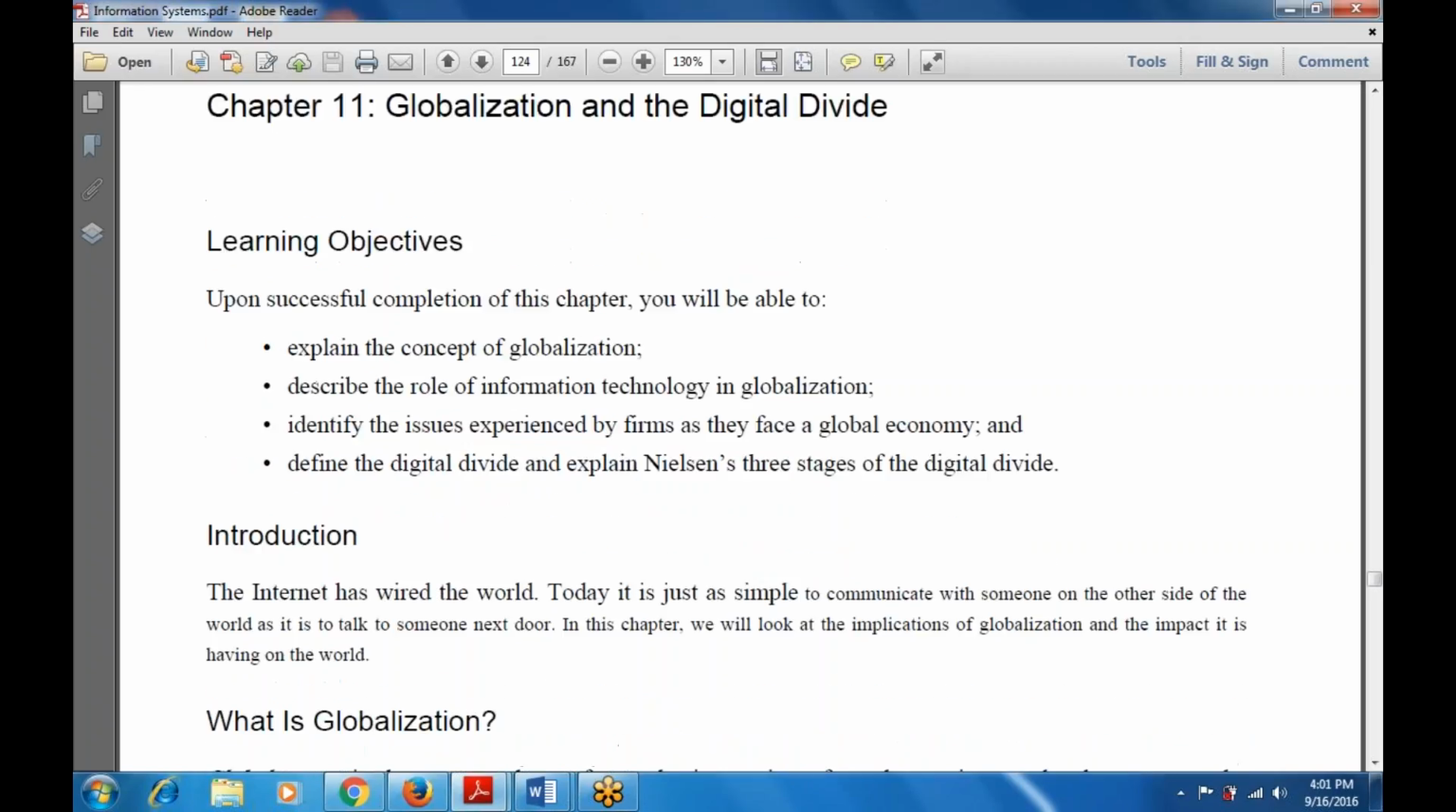So let's start with the introduction. Now, introduction is what is the internet? That is the WWW, the World Wide Web, and today it is just as simple to communicate with someone on the other side of the world as it is to talk to someone next door. In this chapter, we will look at the implications of globalization and the impact it is having on the world.